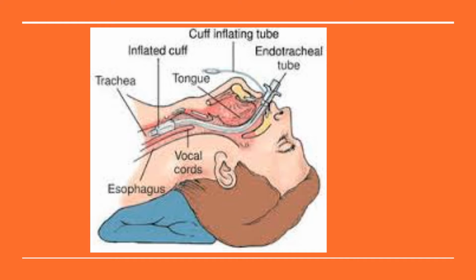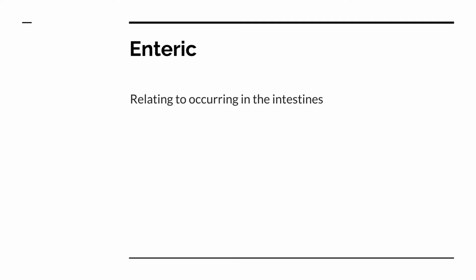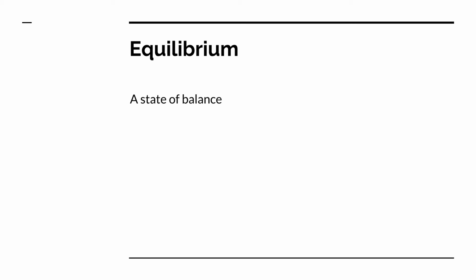Here is a picture which depicts an endotracheal tube. It is placed in the mouth, behind the tongue, and through the trachea. Enteric is relating to occurring in the intestines. Equilibrium is a state of balance.